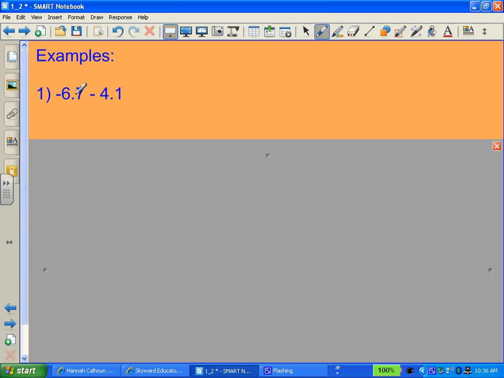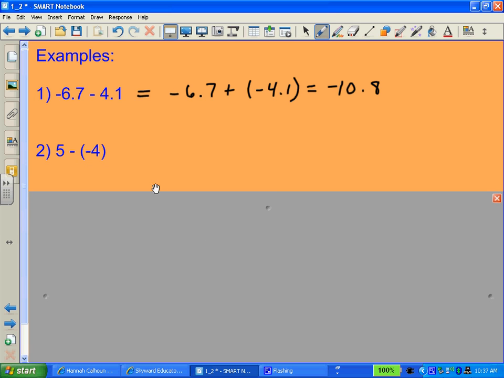So let's look at some subtraction examples. So here I have negative 6.7 minus 4.1. So the first thing I'm going to do is rewrite this as an addition problem. So 4.1 is currently positive, so now it's going to become negative. So I have negative 6.7 plus negative 4.1. Now I ask the question again, same or different signs? These guys have the same sign. So I'm just going to add them together. And when I add them together, I get 10.8. And I want to keep the sign, and since they're both negative, it's negative. So my answer would be negative 10.8.